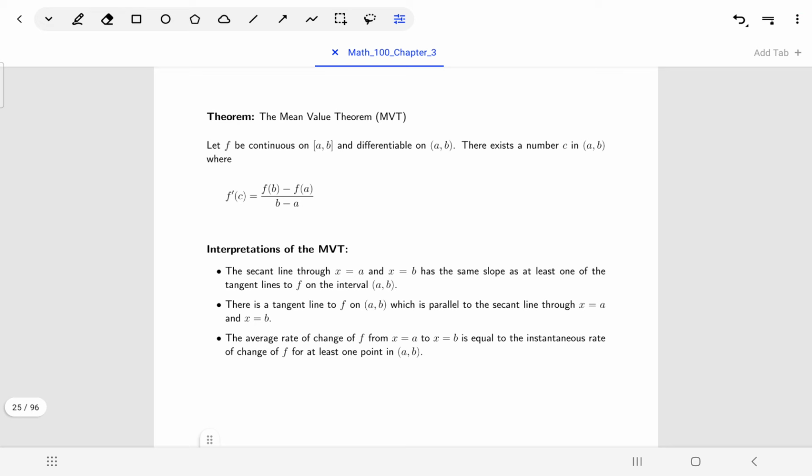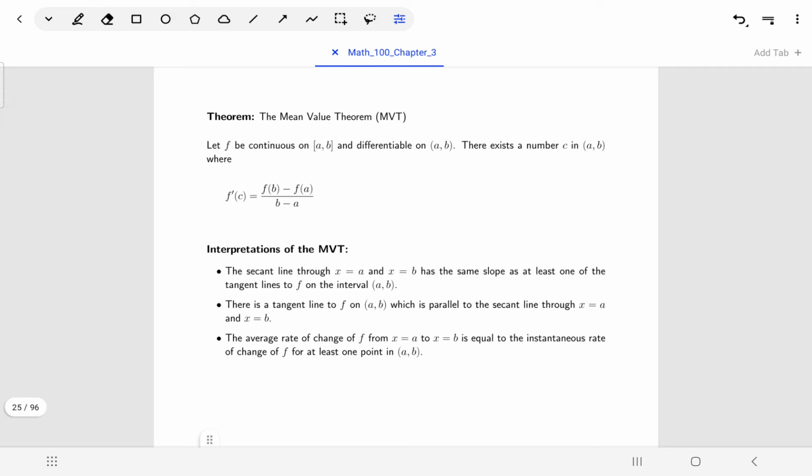Welcome back. In the second part of this section, we're going to look at the mean value theorem, which is our second big theorem of the day. This one has similar hypotheses to Rolle's theorem. We've got a function that's continuous on a closed interval. It's differentiable on the open interval from a to b, except here we don't have the condition that f of a and f of b have to be equal to each other.